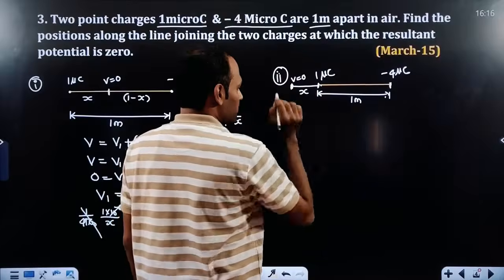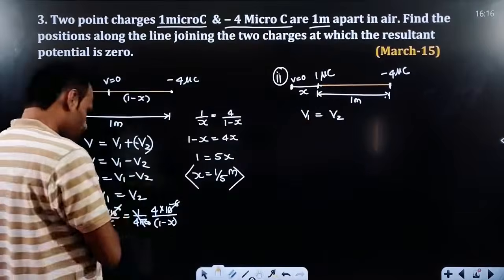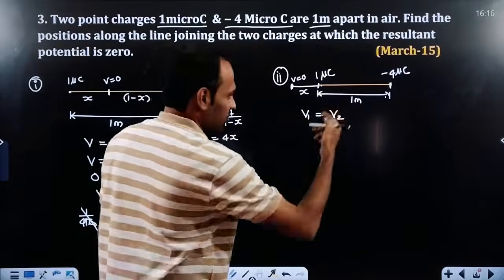So look, at the 0 potential point, V1 and V2 have to be equal. That is what we have got here. V1 and V2 have to be equal. Here also the same thing has to be.